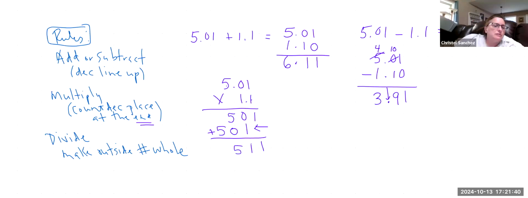Now what I'm going to do is I am going to count how many places behind my decimal point. So I got 1, 2, 3. And then I'm going to start all the way to the far right, and I'm going to move my decimal place 3 times to the left. So my answer would be 5.511. That makes sense?